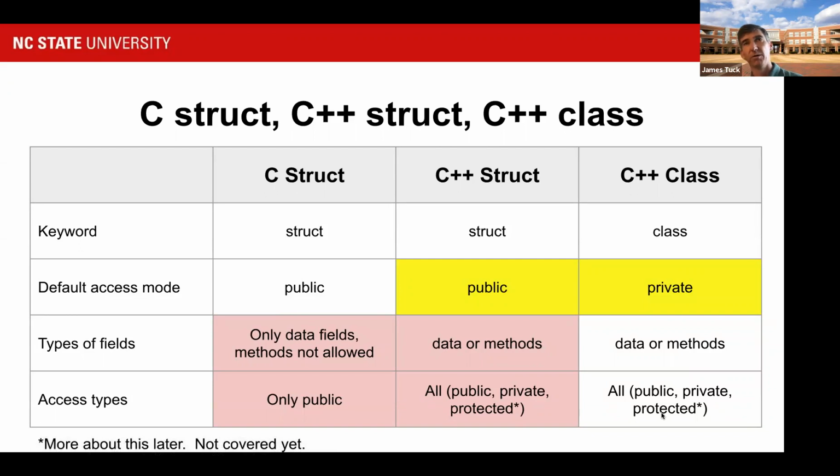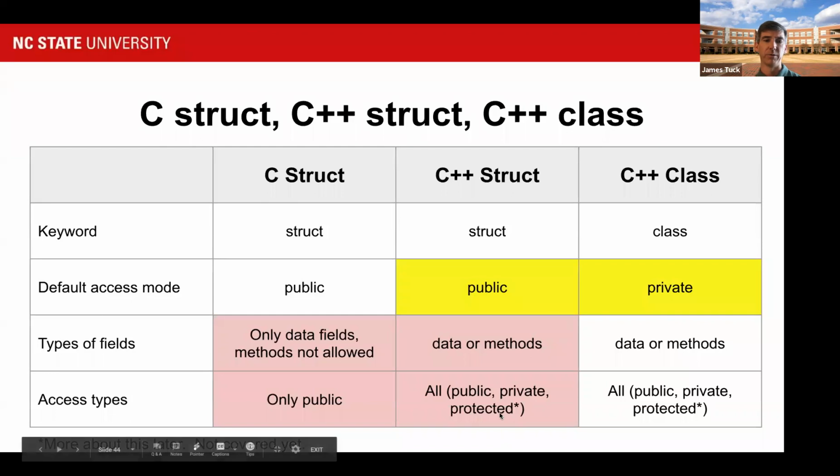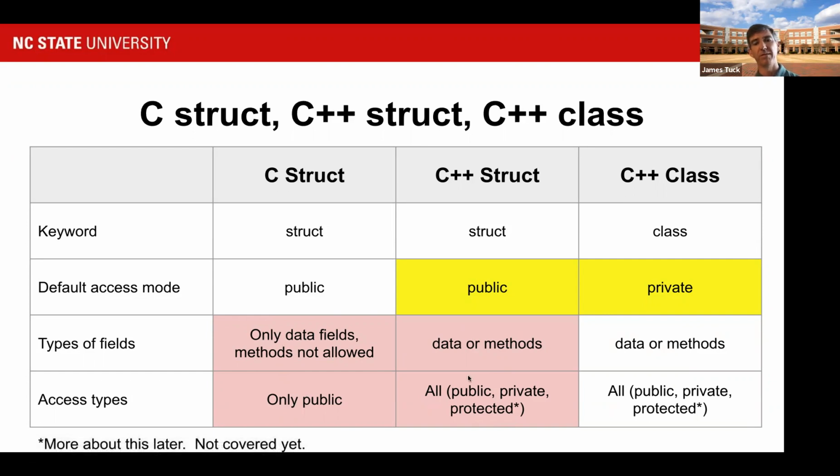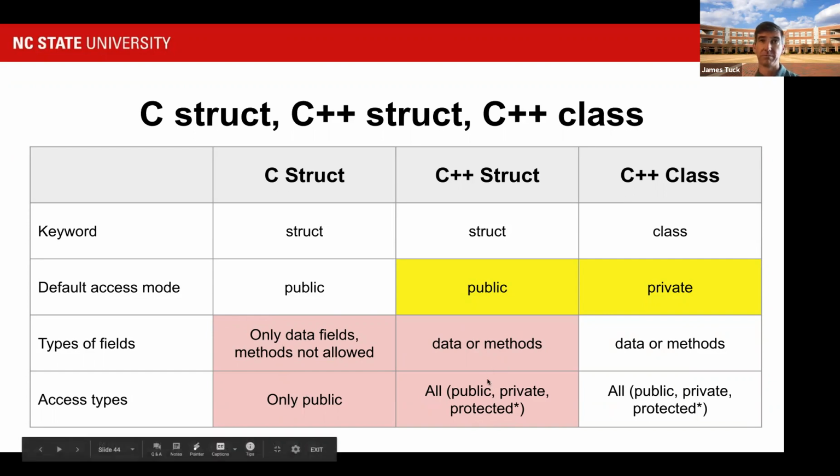Okay, so just to summarize, the key differences I've highlighted in this table. The differences between a C struct and a C++ struct are in these two categories. For a C struct, it's always public, and you can't have methods. But in a C++ struct, you can have data and methods, and you have access specifiers. You can make them public, private, or whatever.